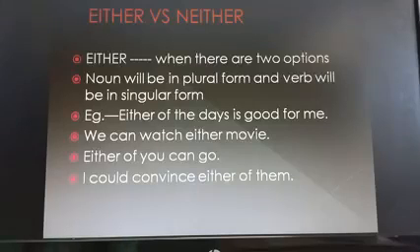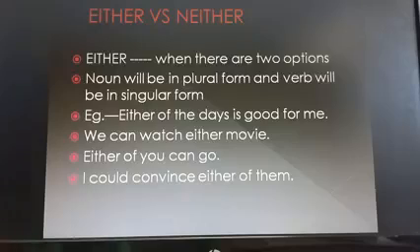Suppose I am asking you which day you want to go for picnic, Saturday or Sunday. You will say either of the days is good for me. Either Saturday or Sunday. So you have a choice, any one day. We can watch either movie. If you have a choice of two movies to watch, you can say we can watch either movie. Either of you can go. I could convince either of them.